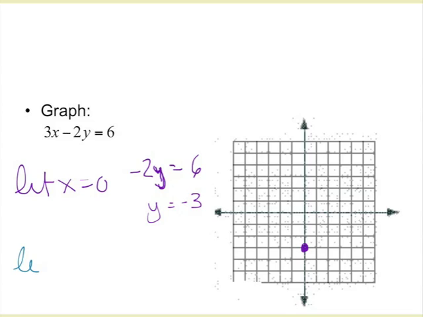Then I'm going to do the opposite thing. I'm going to let y equal 0 and cover up or ignore the y part of the equation. So I get 3x equals 6. So what does x equal? 2. That gives me 2 points. And I can connect the dots. Questions?